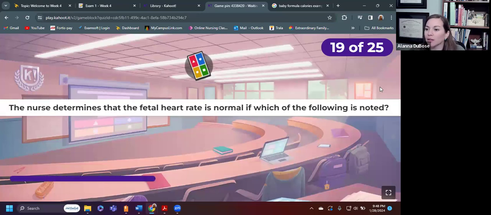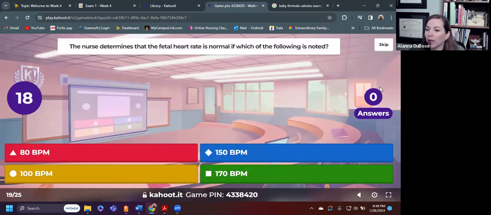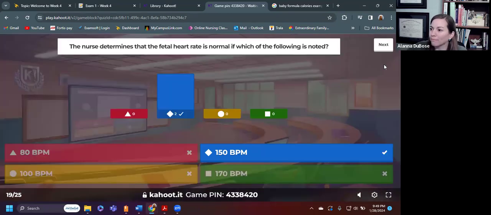The nurse determines that the fetal heart rate is normal if which of the following is noted? Red, 80 beats per minute. Blue, 150 beats per minute. Yellow, 100 beats per minute. Green, 170 beats per minute. We kind of reviewed this already. So a normal fetal heart rate. Good, 150 beats per minute.